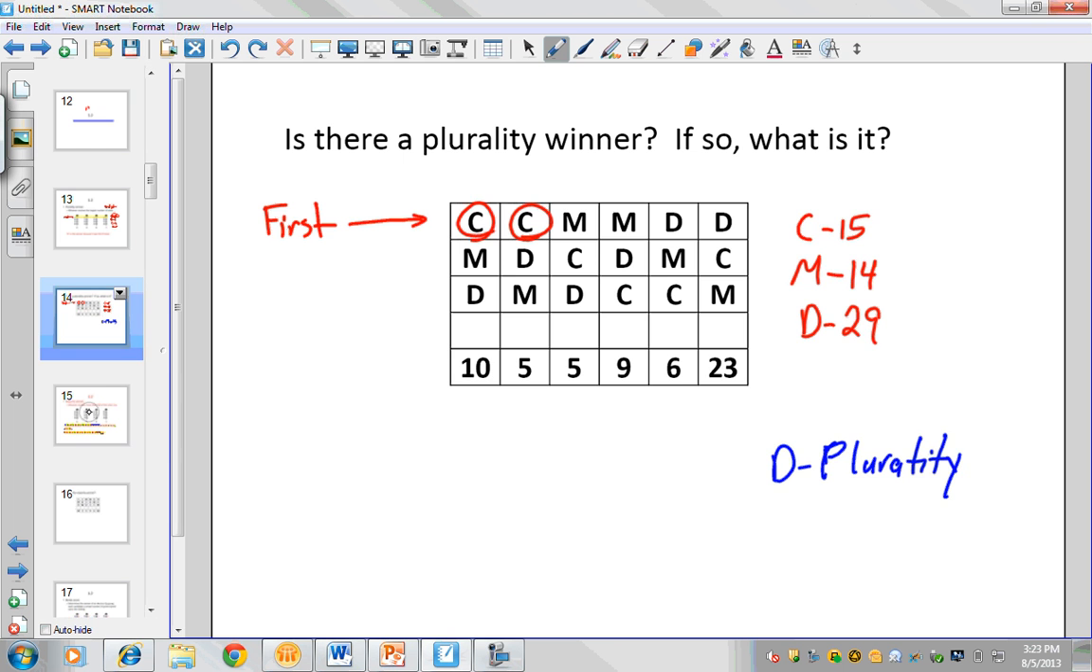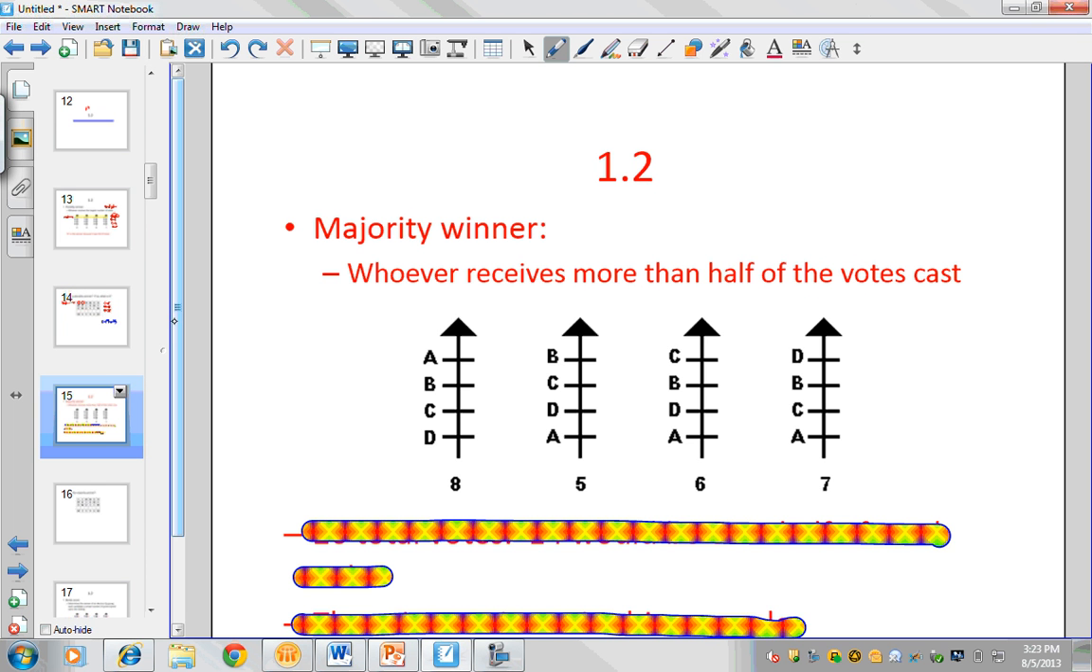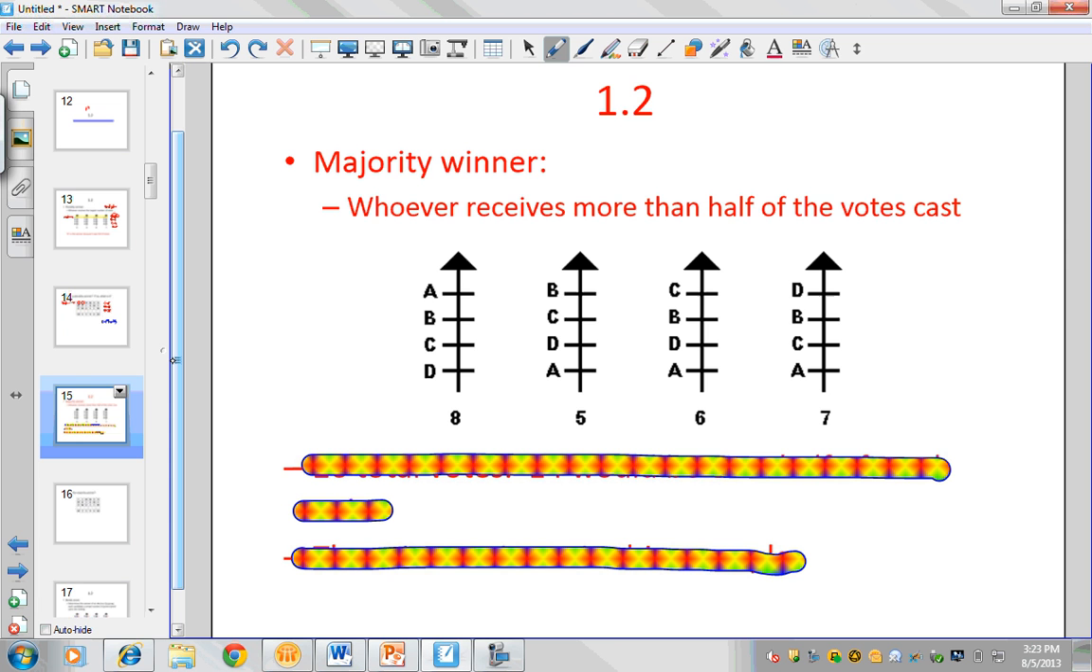The next thing is talking about the majority winner, and it's whoever receives more than half of the votes cast. In order to find the majority winner, it means did someone actually get more than half, more than 50% of all the votes cast. In order to figure that out, you have to figure out how many votes were actually cast. Very simple concept. Take all the numbers at the very bottom and add them together. 8 plus 5, 6 plus 7, you would get 26 people. 26 people cast the vote for one of these 4 preference schedules.